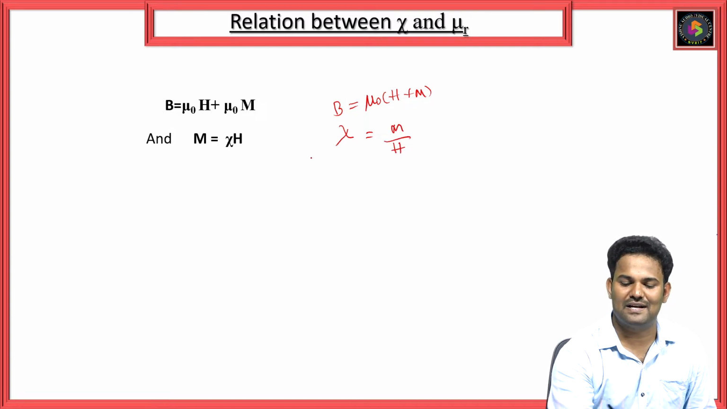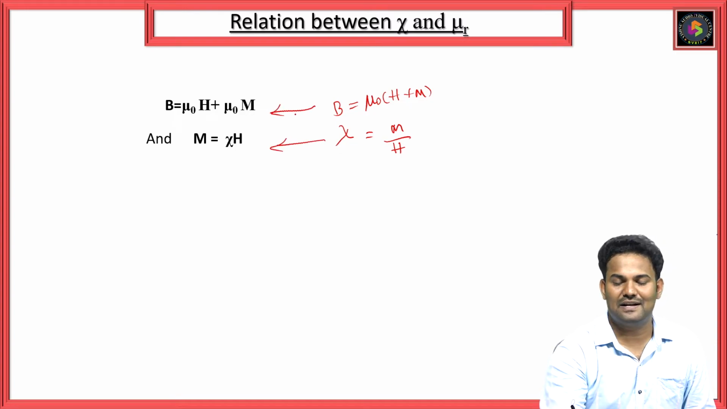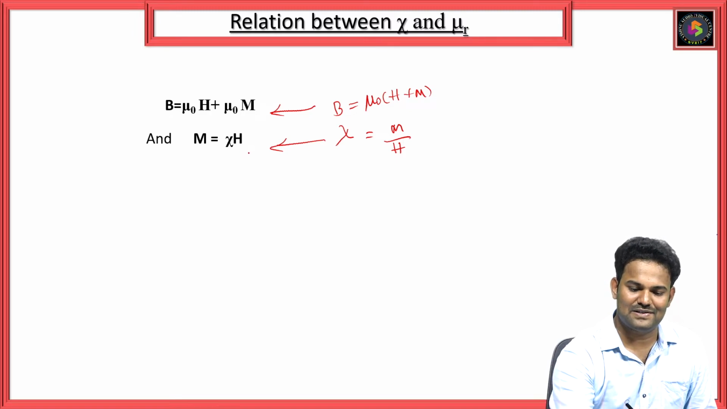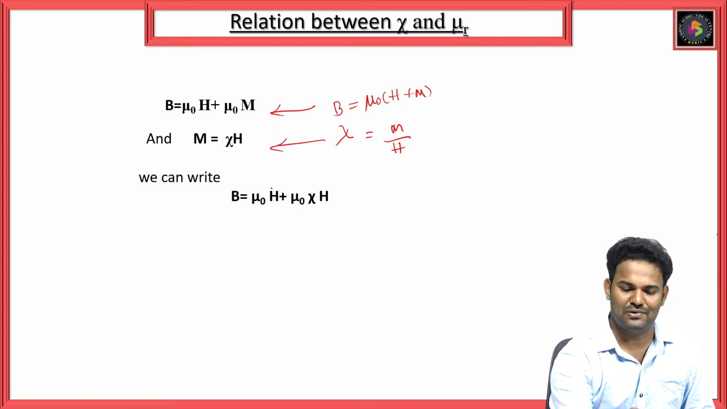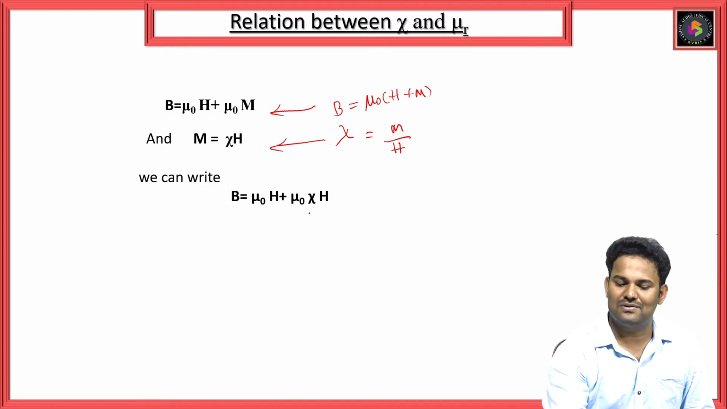So M we can write as Xi into H. Now I will substitute the value of M in the magnetic induction. Then we can rewrite B as equal to mu naught H plus mu naught into Xi H. From here, what are the common values?